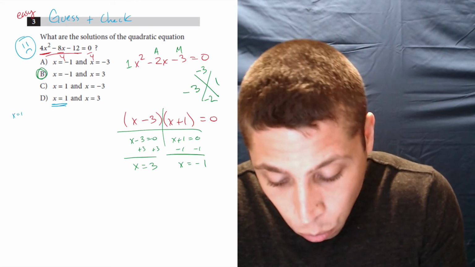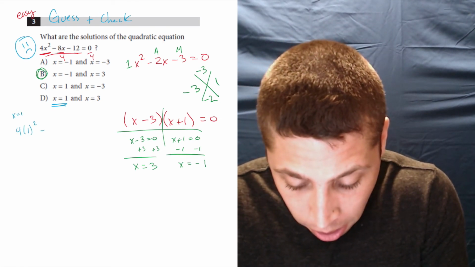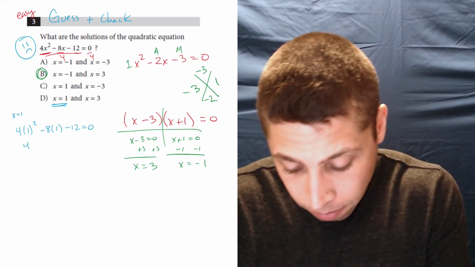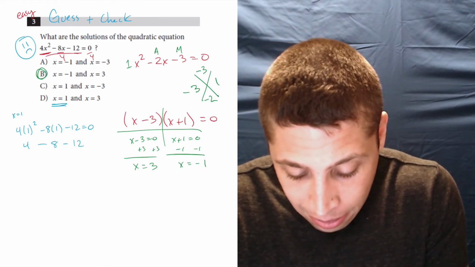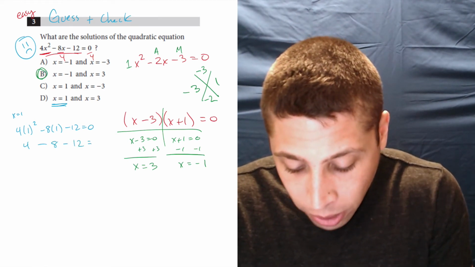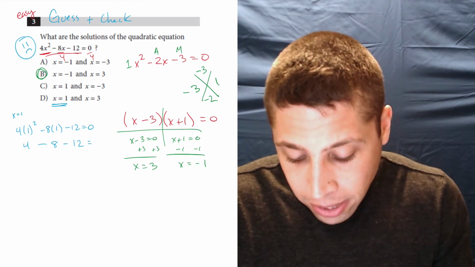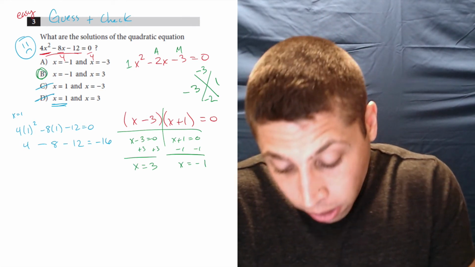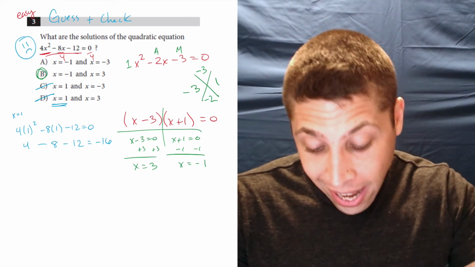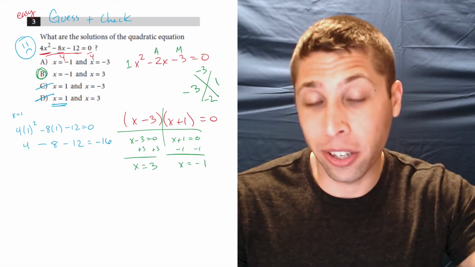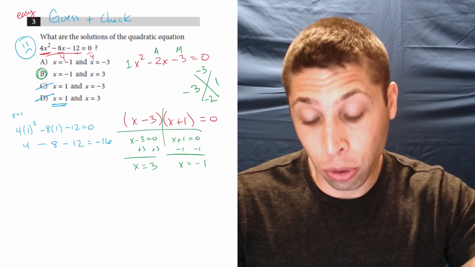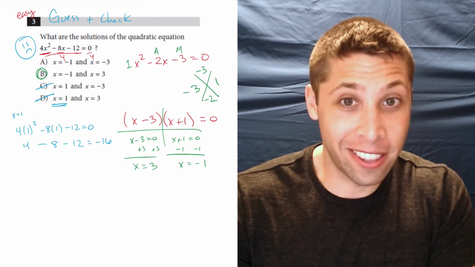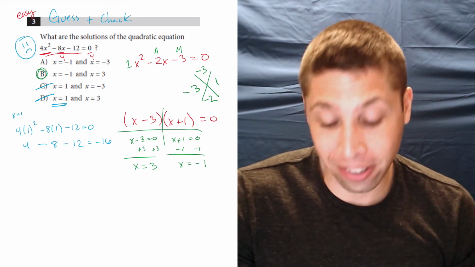Well, if x is equal to 1, then 4 times 1 squared minus 8 times 1 minus 12 had better equal 0. 4 minus 8 minus 12, that's like really, really negative, right? 4 minus 8 is negative 4, minus 12 is negative 16. So that doesn't work. And so every choice that has positive 1, I know isn't going to work. So that gets rid of 2 choices, and now I don't even need to test negative 1 because it's got to be right. It's in the 2 choices that are left.